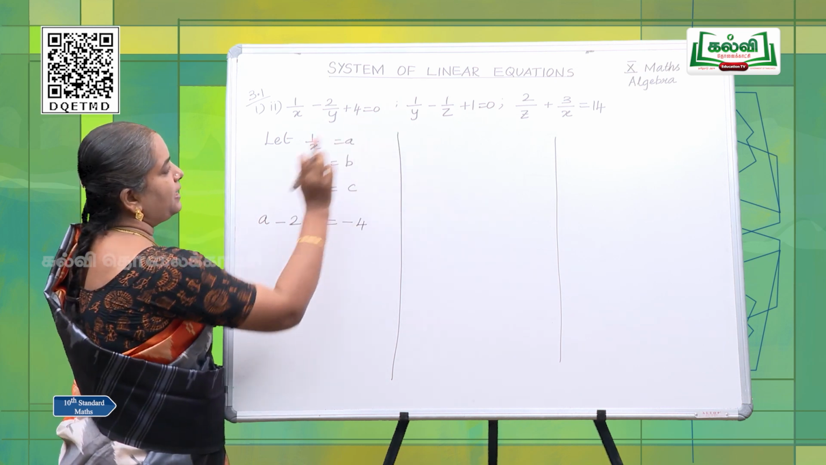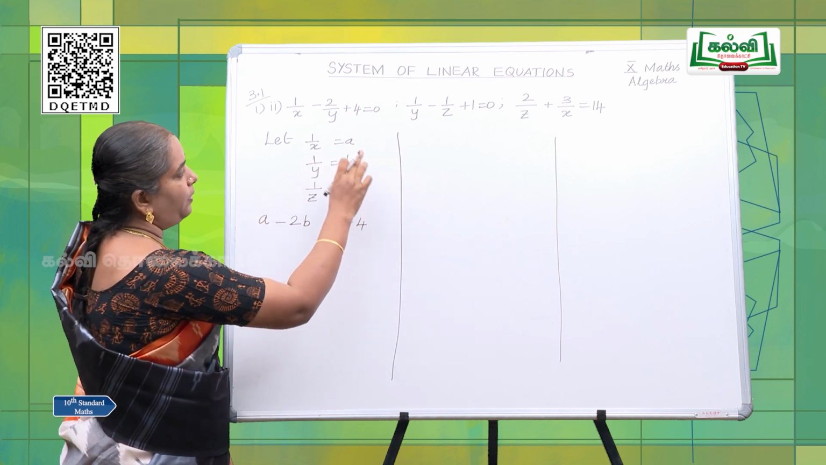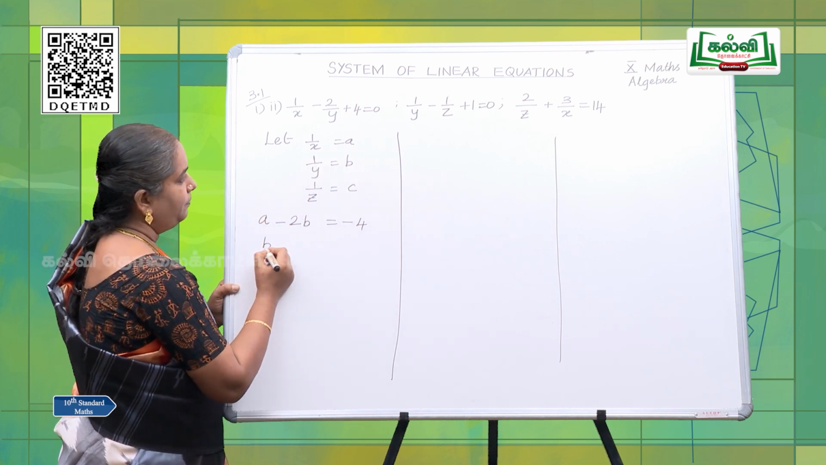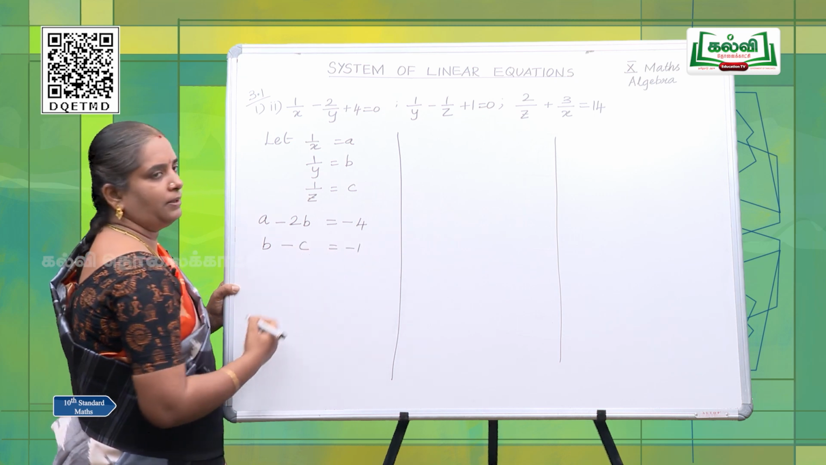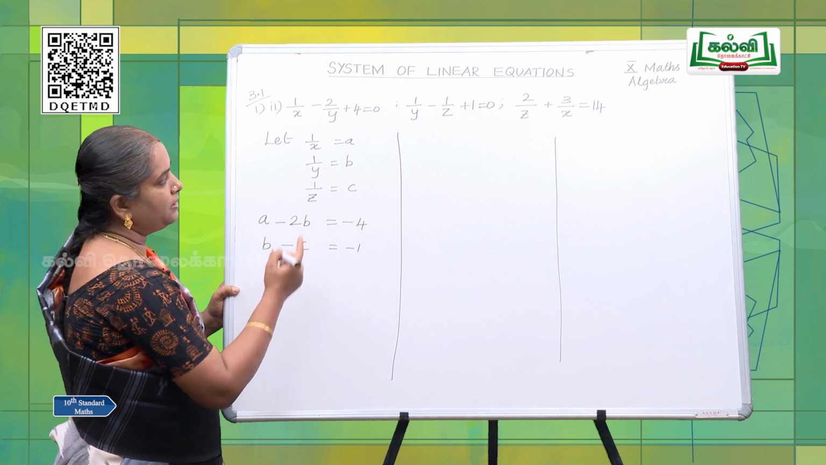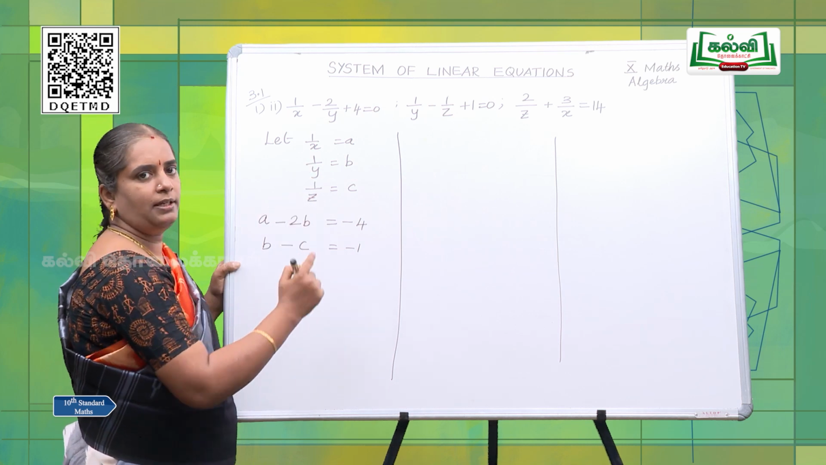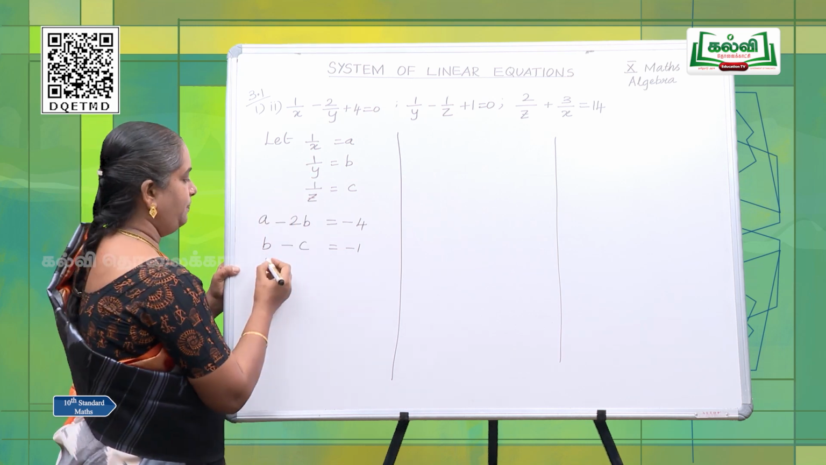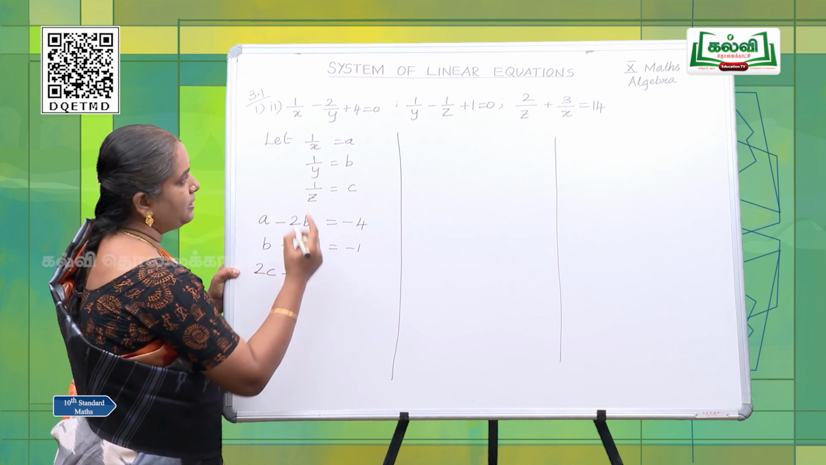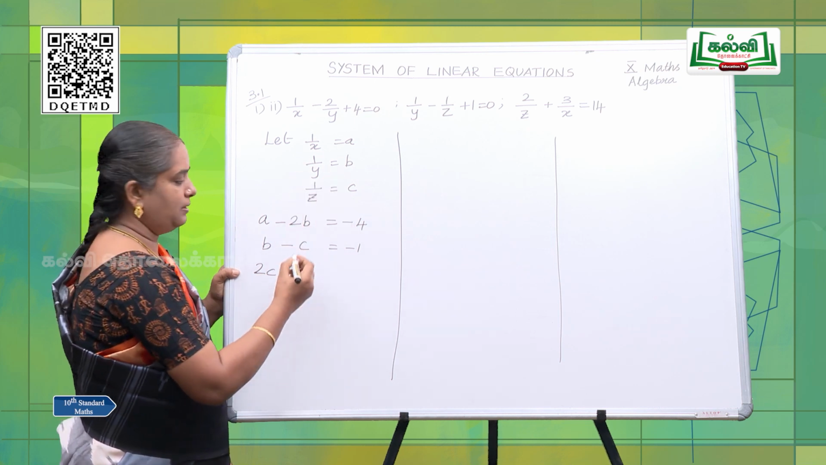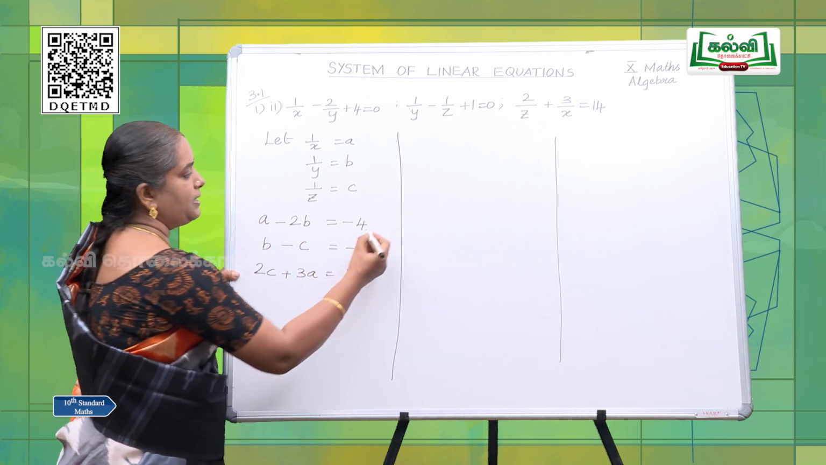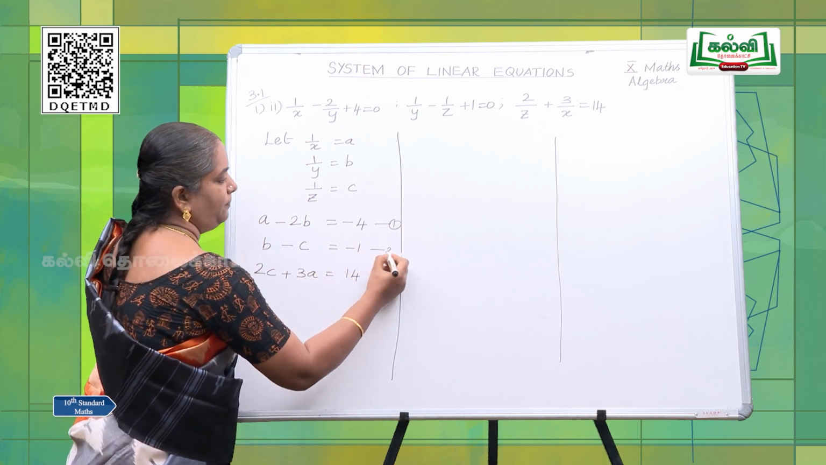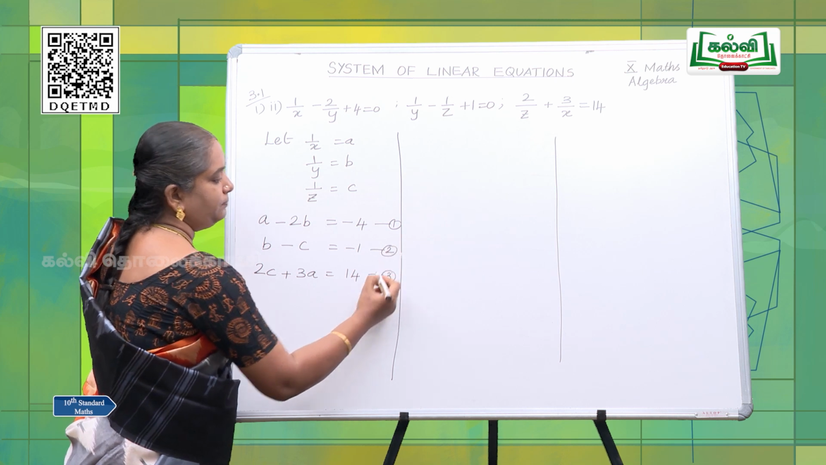And then the second equation becomes 1 by y is b minus 1 by z is c is equal to minus 1. And the third equation becomes 2 into 1 by z, that means 2c, plus 3 into 1 by x, which means 3a, is equal to 14. So, let us name these equations as 1, 2 and 3.